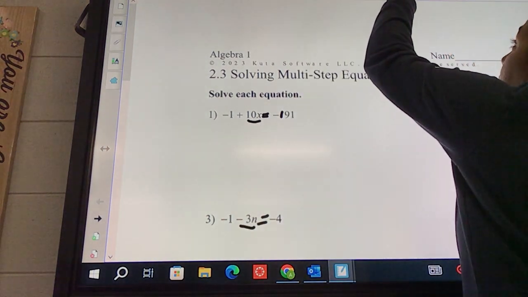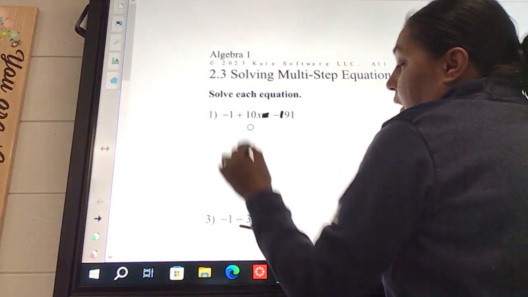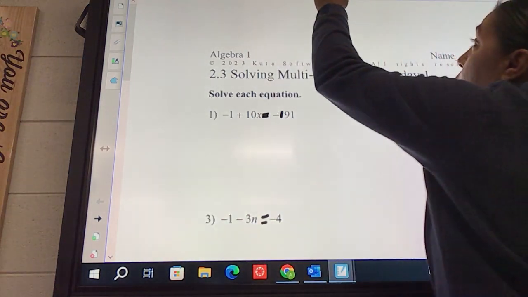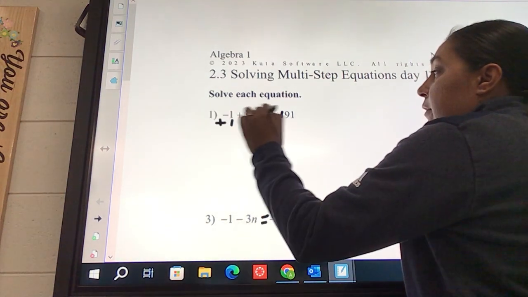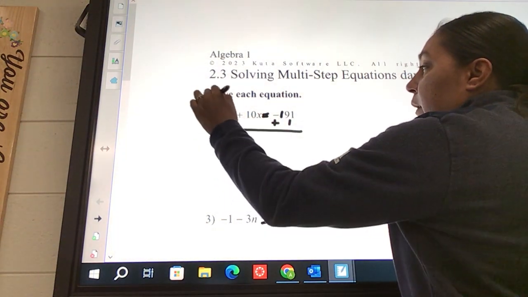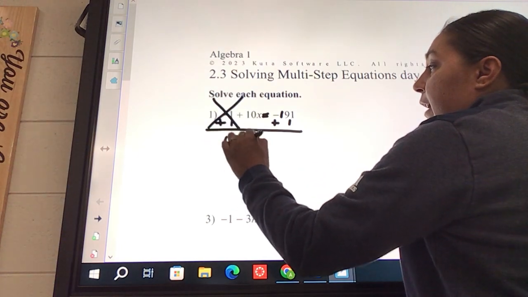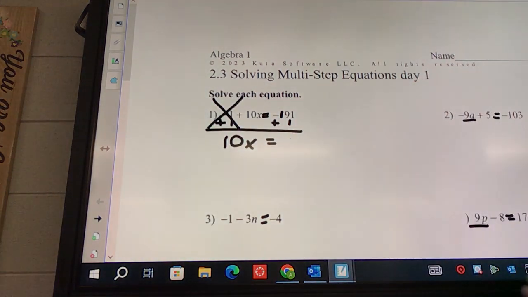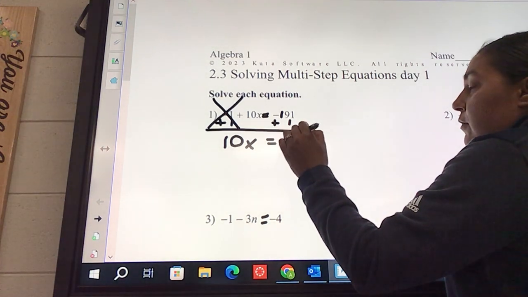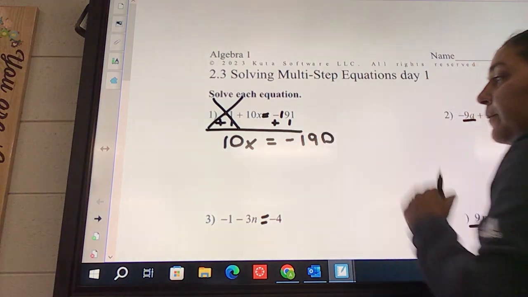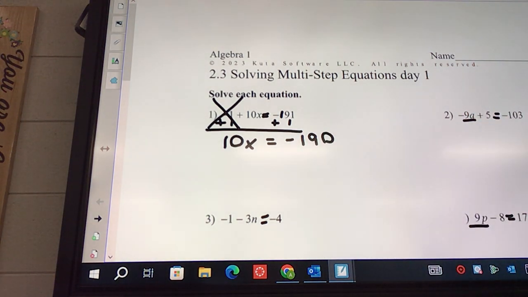Okay, so if we're looking at number 1, the 1 needs moved first. How do I move a minus 1? Plus 1. So we're going to plus 1 on both sides. Okay, so those cancel. I got 10x equals, what is negative 191 plus 1? Close. Negative 190. And now this looks just like yesterday's.